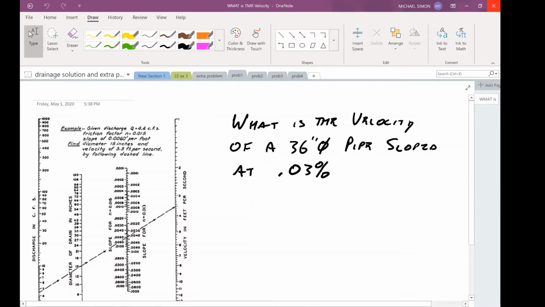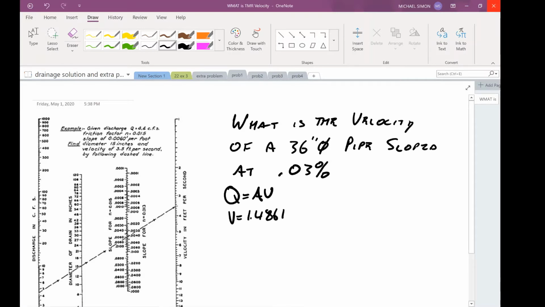Okay, answer for the first problem. What's the velocity of a 36-inch diameter pipe sloped at 0.03%? So we're looking for velocity. We have two equations we're going to be working with. Q is equal to AV, and V is equal to 1.486 R to the 2/3 S to the 1/2 over N. This is nothing more than an algebra problem.